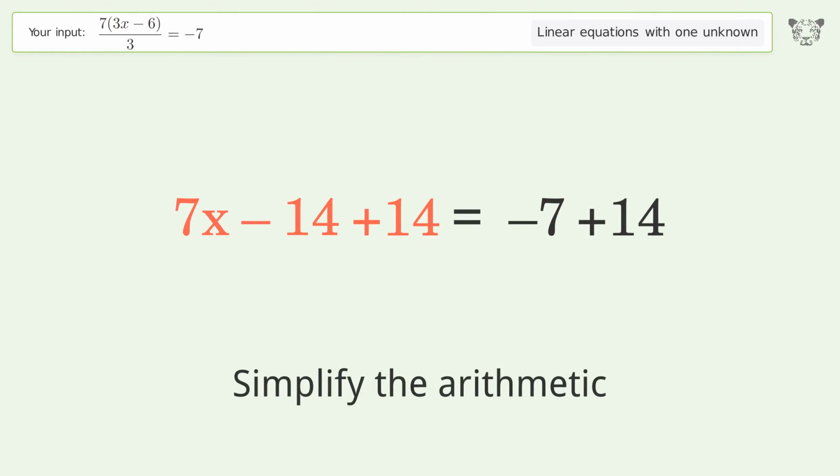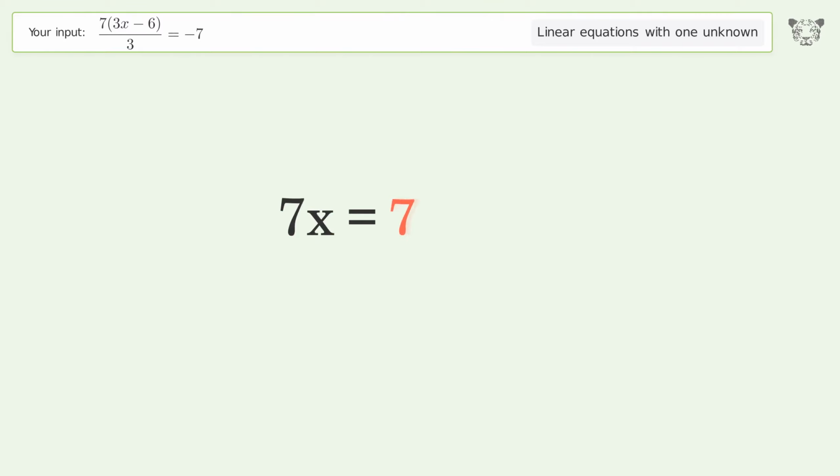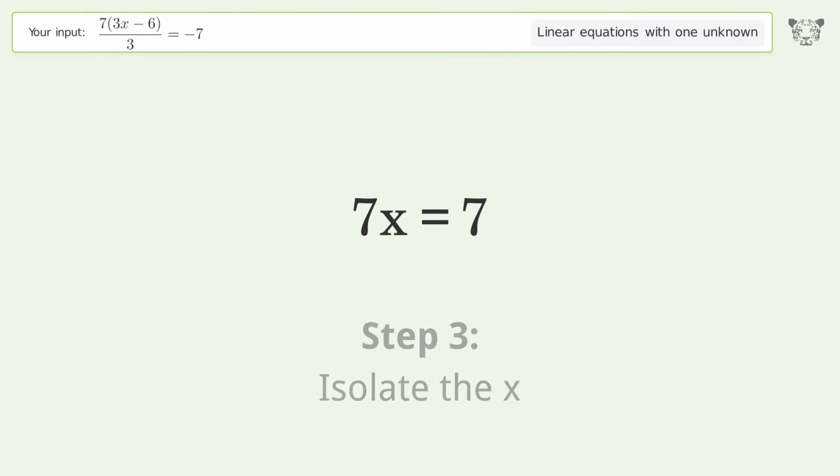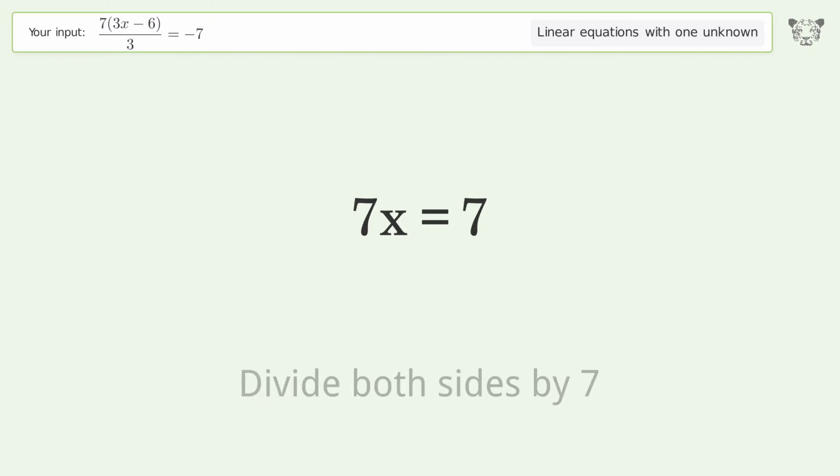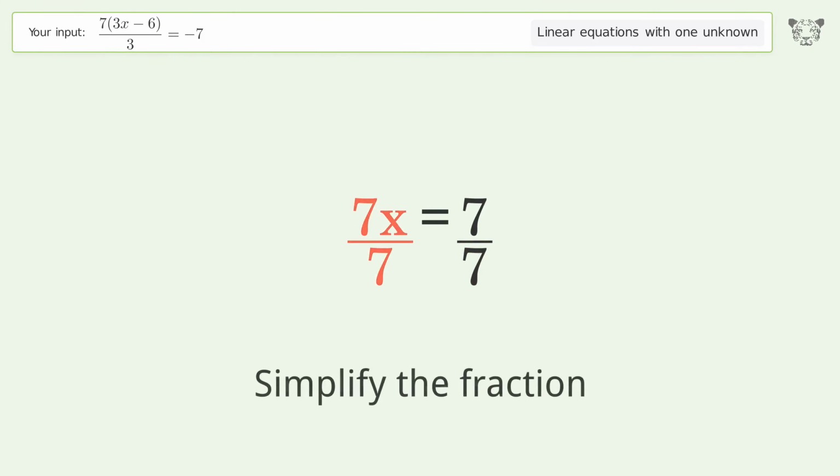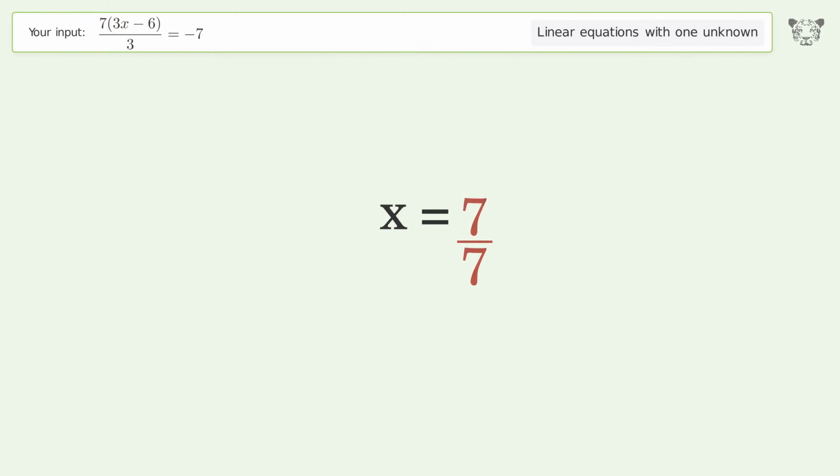Simplify the arithmetic. Isolate the x. Divide both sides by 7. Simplify the fraction. And so the final result is x equals 1.